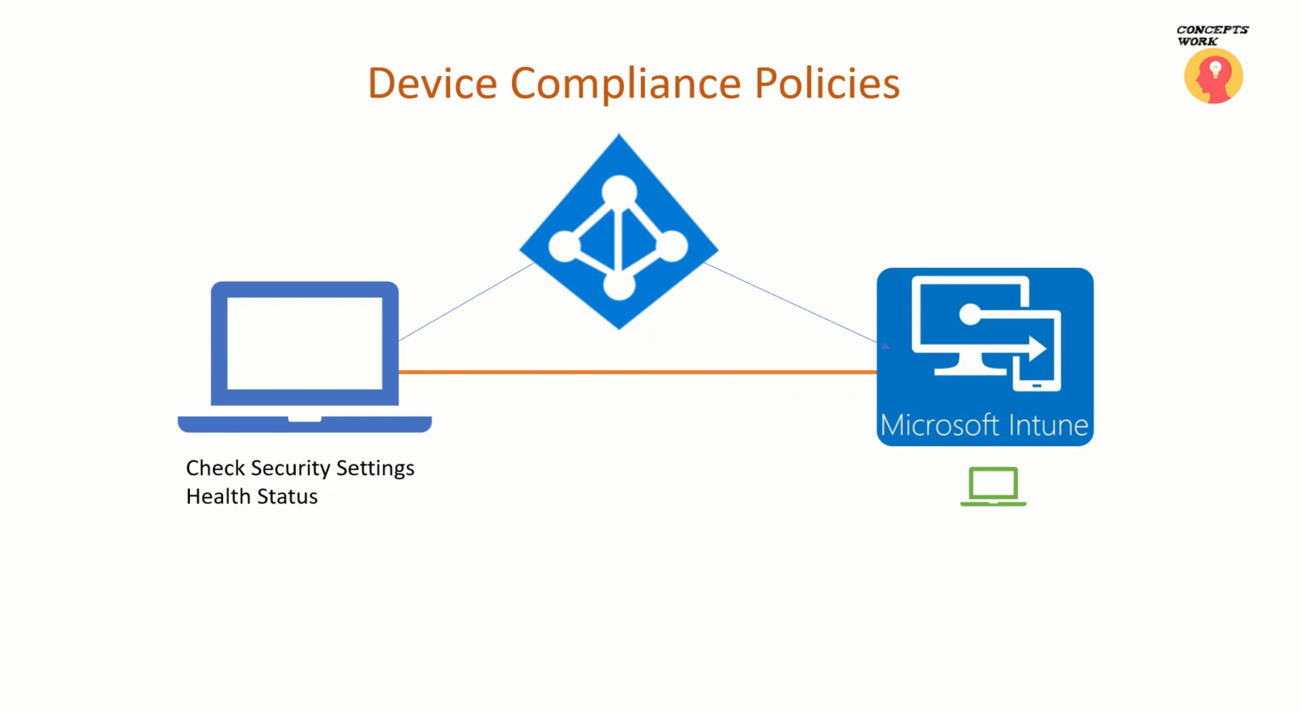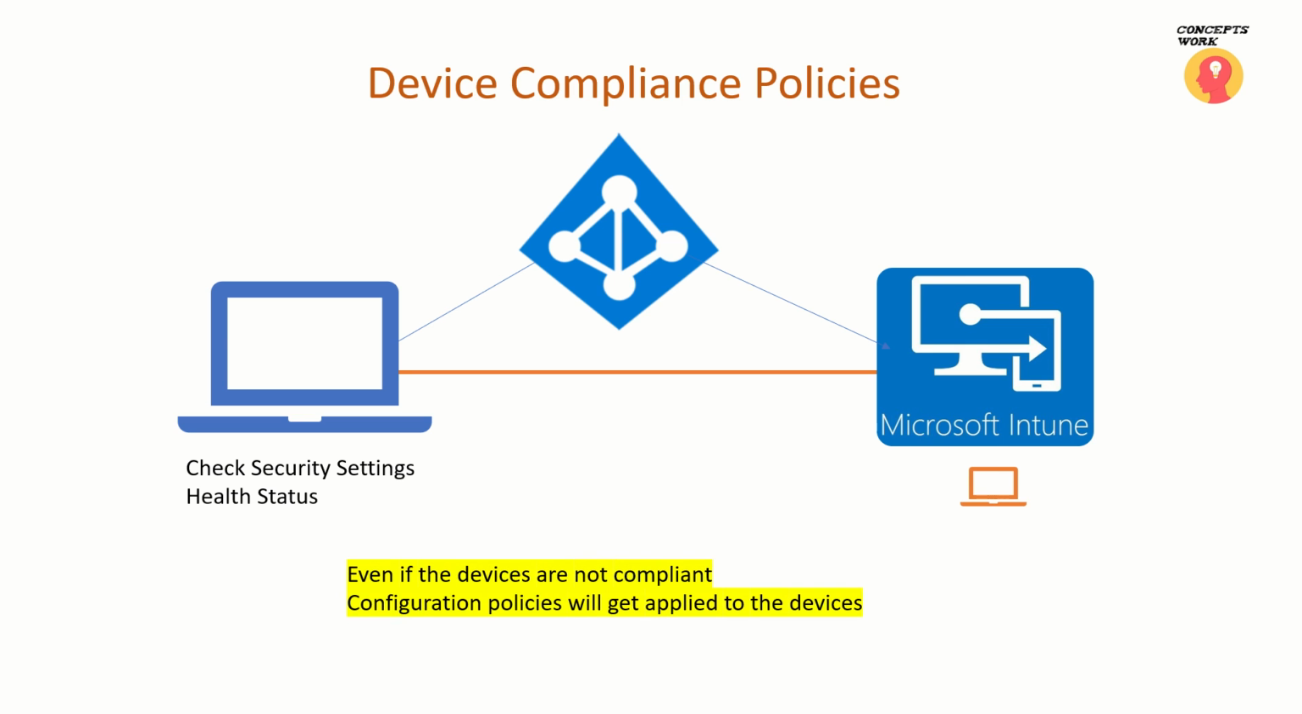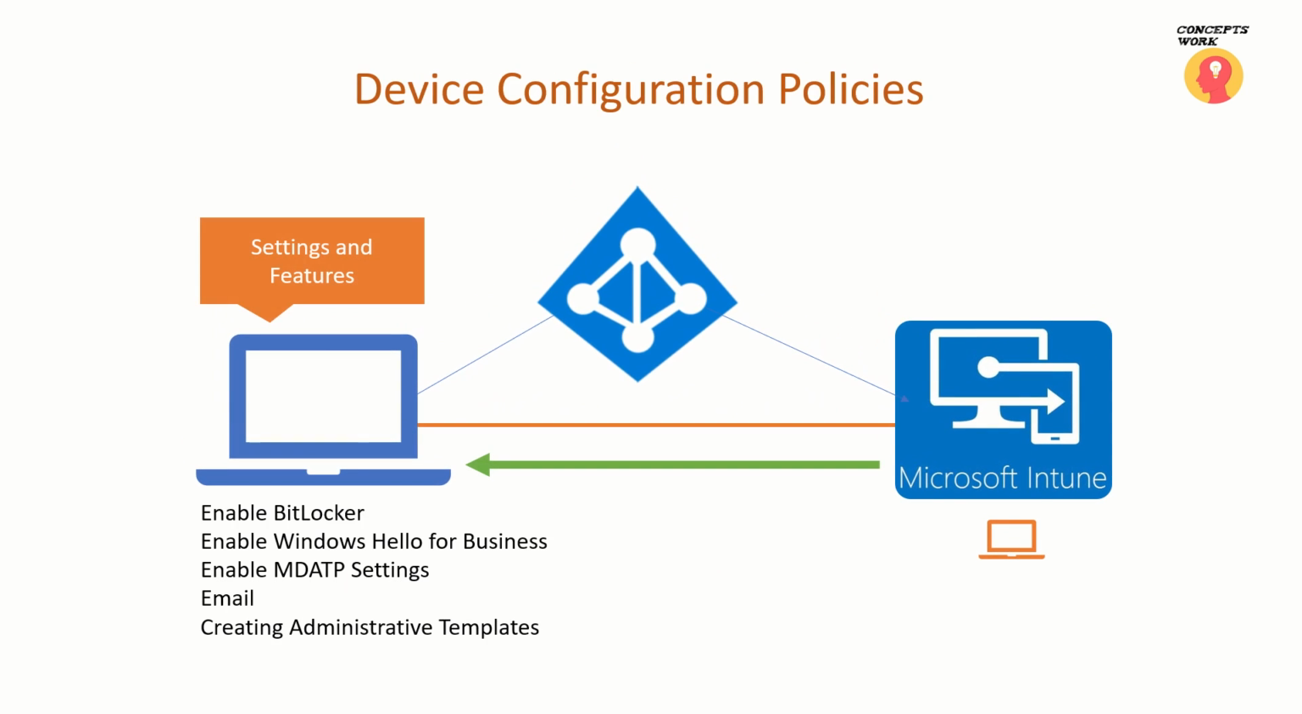Now, device compliance state has nothing to do with device configuration policy. What do I mean by this? Let's say even if your device is not compliant, still, if you have any device configuration policies defined, those settings will be applied on this particular device altogether. So let's say after checking the device compliance policies, this device is not compliant, or let's say this device is compliant. The third stage is the stage wherein device configuration policies get deployed to a specific device.